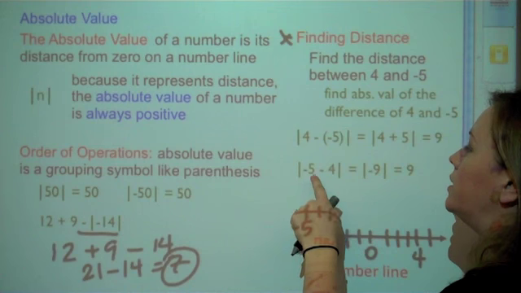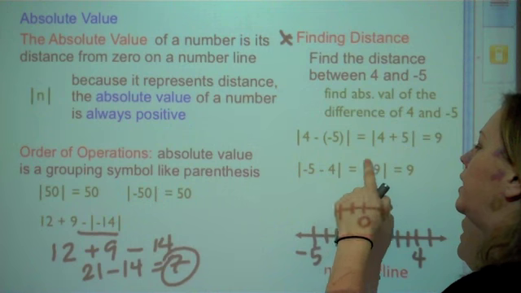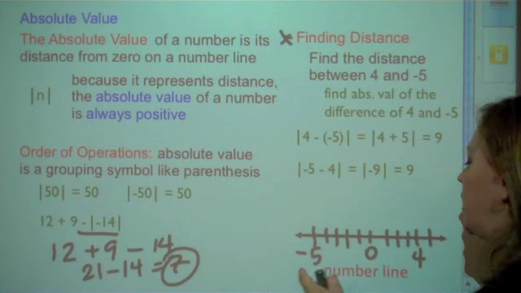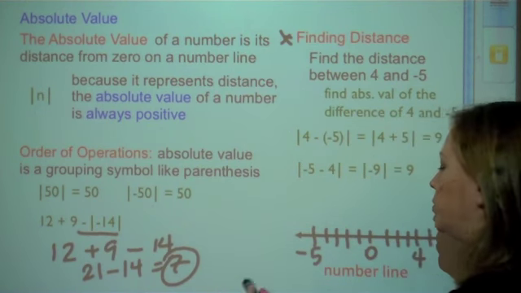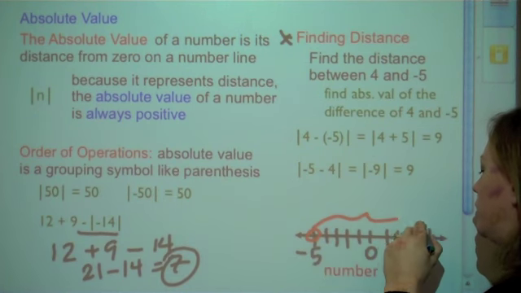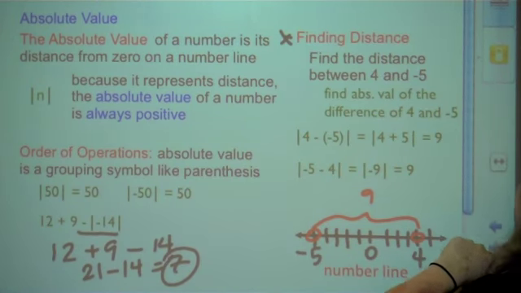If instead I had done the difference of negative 5 and 4, negative 5 minus 4 is negative 9, and then I take the absolute value of negative 9, I get 9. And you can see that if you look at these numbers on a number line. Here's negative 5, here's 4. There are 9 units between those two numbers.